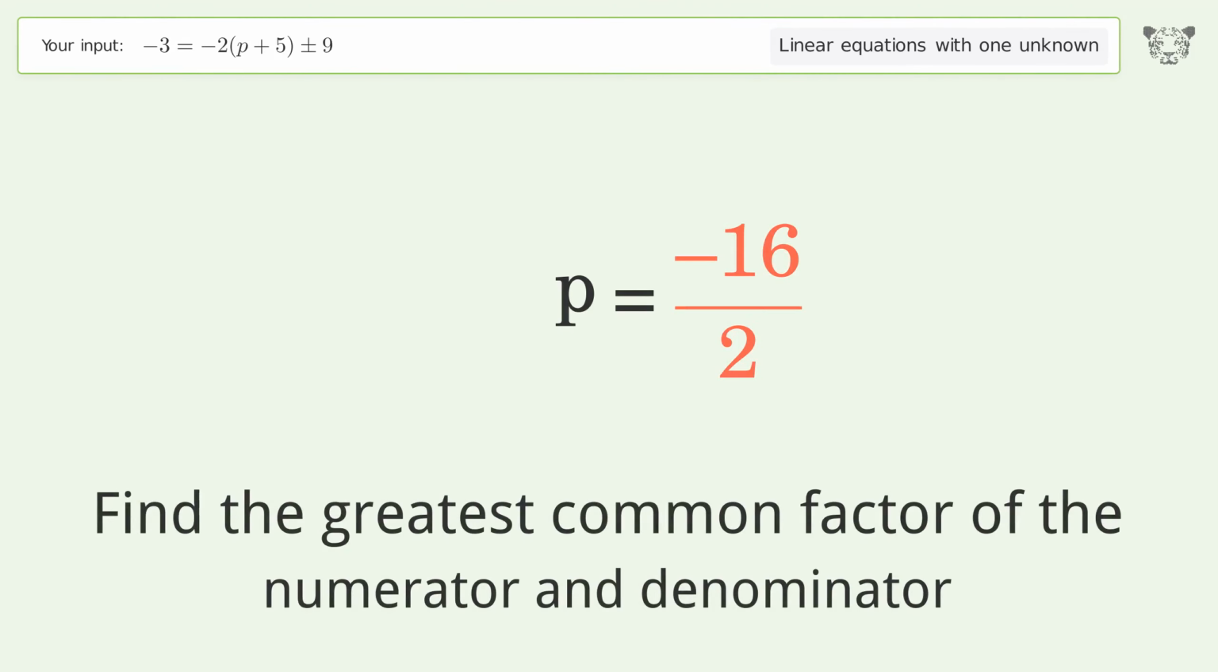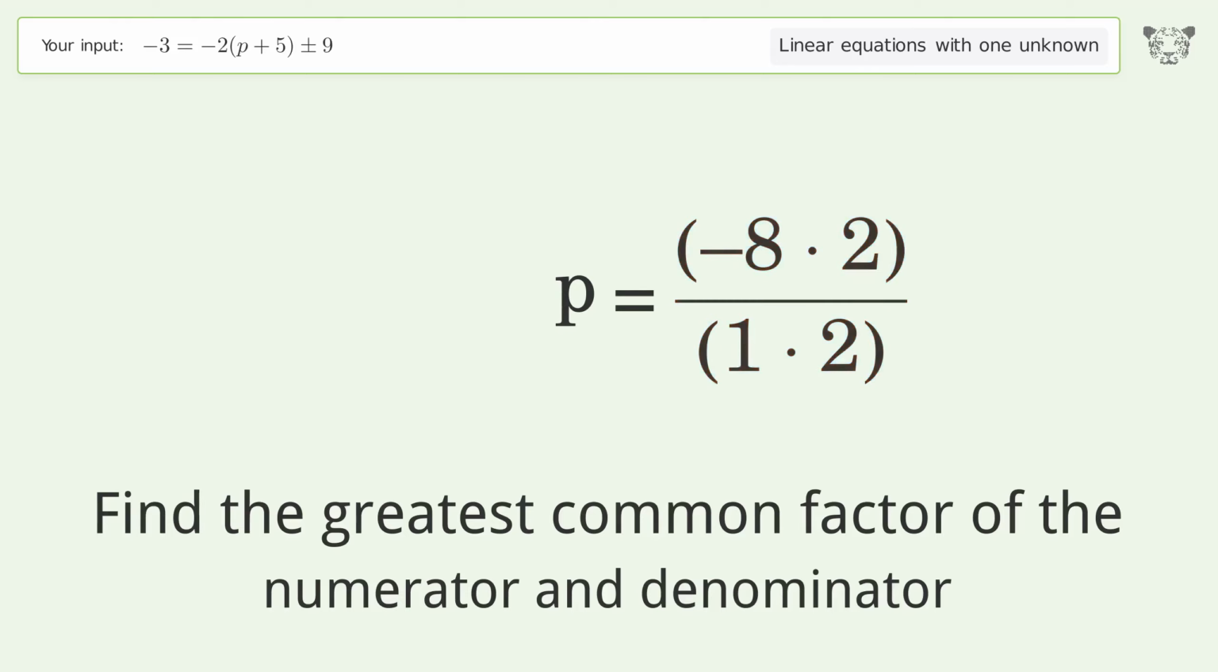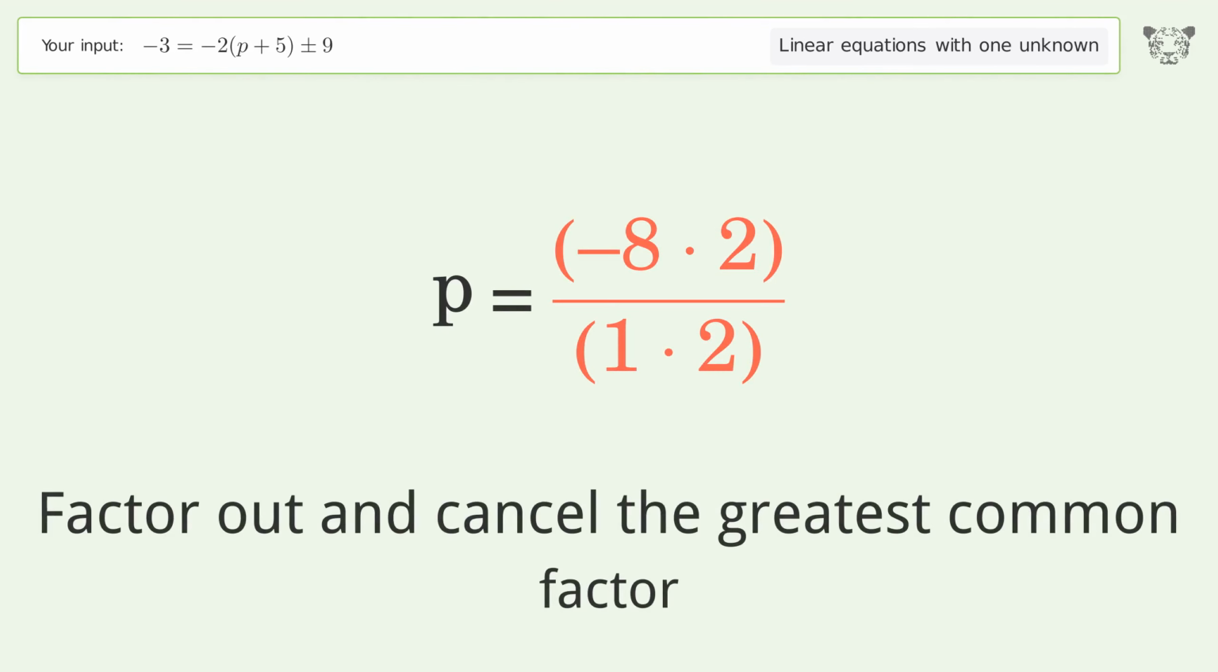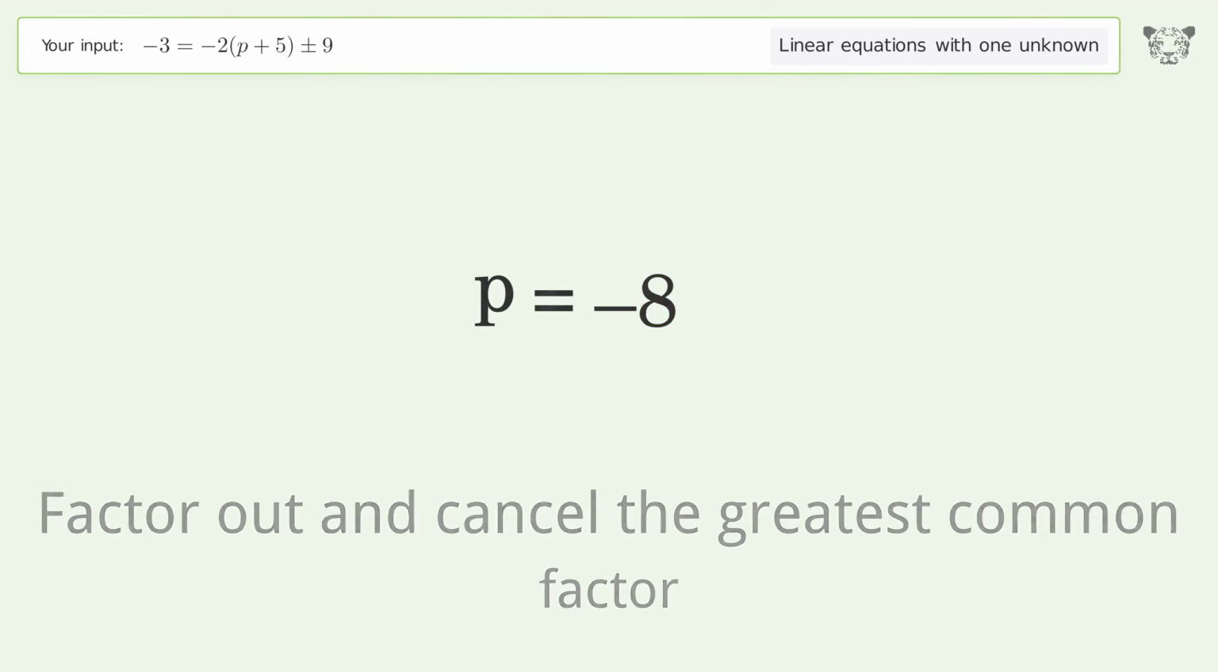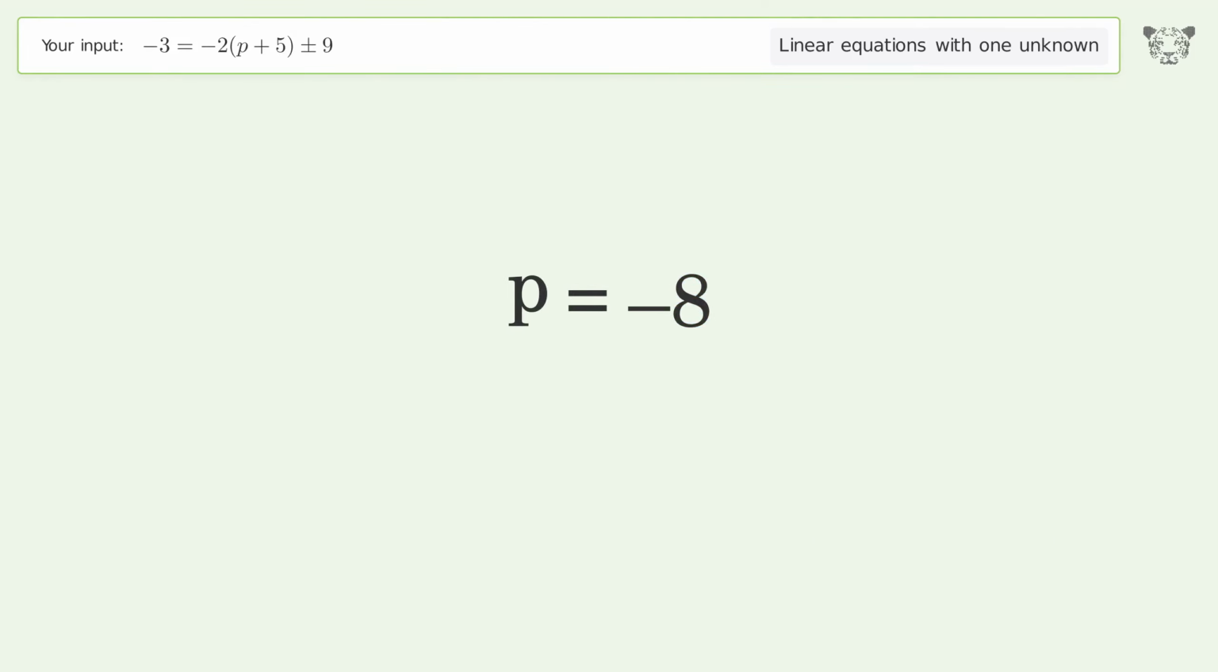Find the greatest common factor of the numerator and denominator. Factor out and cancel the greatest common factor. And so the final result is p equals -8.